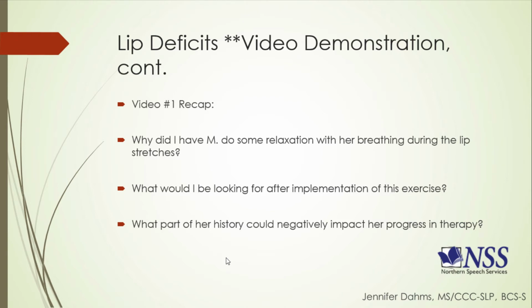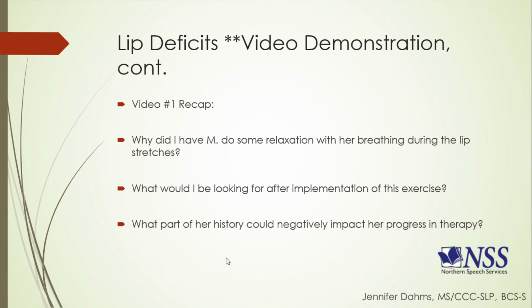So by adding that extra piece of having her exhale through her mouth in a forward blowing motion, I was able to get some better relaxation in her lip tissue so that she actually could benefit from the stretch that was being used. And as you could see, after those few pulls that I did, she actually had a slightly improved lip position. It was more relaxed. It looked a little bit more natural.